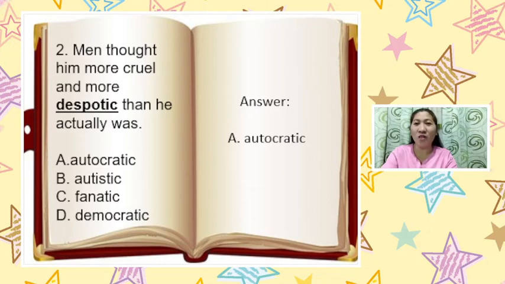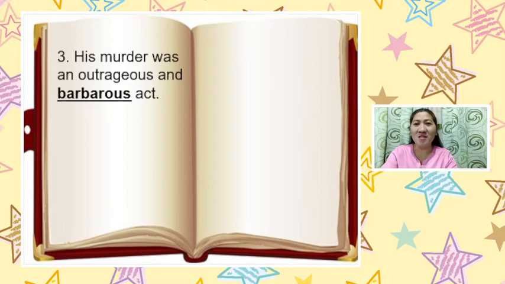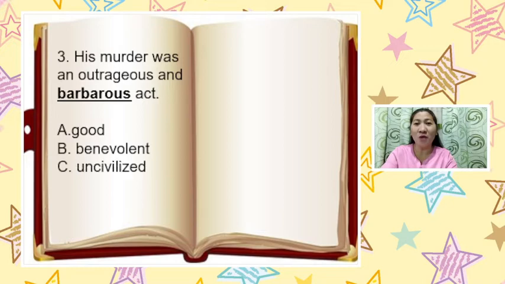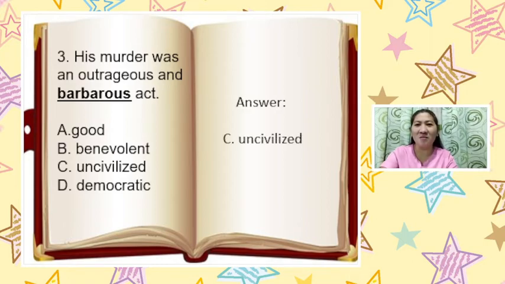What about number 3? Sentence: His murder was an outrageous and barbarous act. The underlined word is barbarous. Is it letter A, good, B, benevolent, C, uncivilized, or D, democratic? Yes, it's letter C, uncivilized.